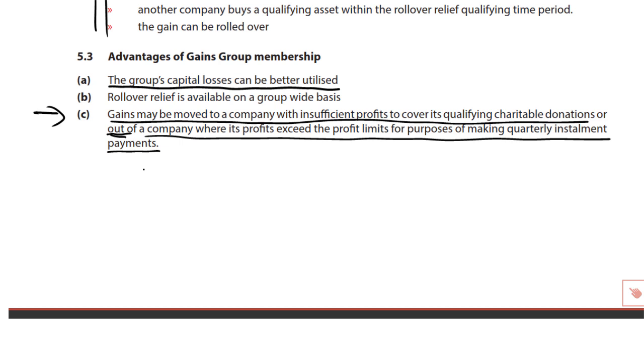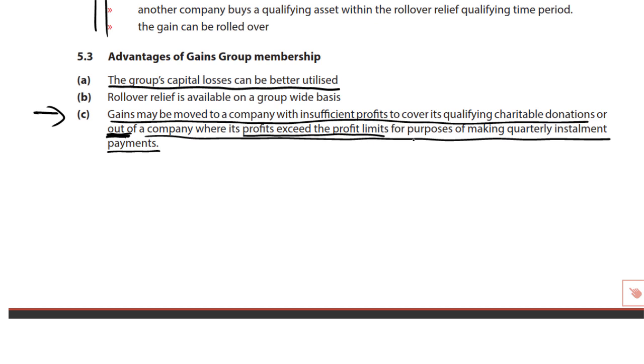What we're now saying is that rather than moving a loss into a company to reduce its profits below the profit limit, we use this matching election to take gains out of a company where its profits would otherwise exceed the profit limit for purposes of making quarterly instalment payments. So we can take out a part of the profit, i.e. the capital gain, any part of that gain. We're shifting it to another company, but we're taking it out of the company where its profits at the moment are above the profit limit.